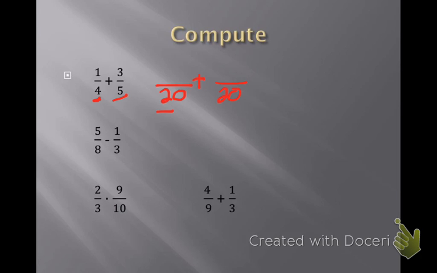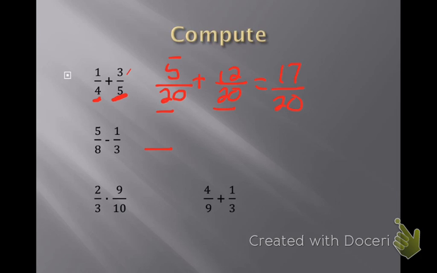So if we do something to the bottom of a fraction, we've got to do the same thing to the top to keep it equal. Here, what do we do to 5 to get 20? We multiply by 4, so we must do the same thing to the numerator up here. 4 times 3 is 12. Now we can add and we get 17/20.